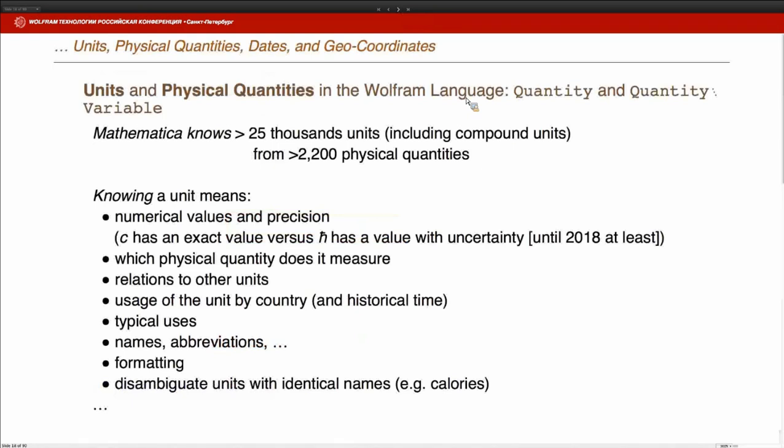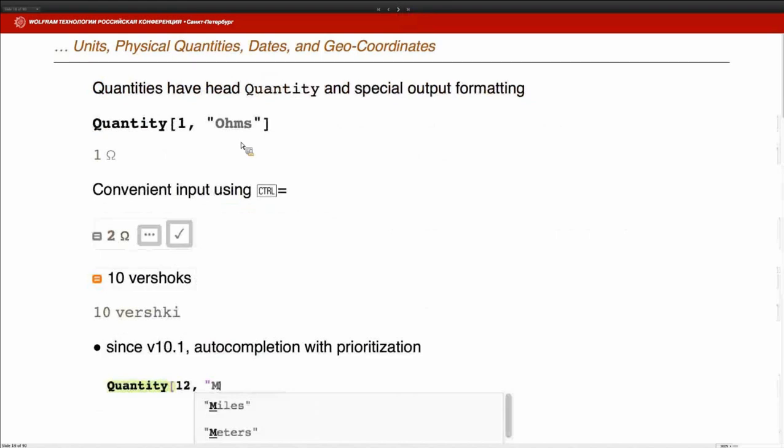There are also historic units that were used a couple hundred years ago. They are not 100% cleanly defined as an exact number. They are sometimes intervals, sometimes they are fuzzy, sometimes there are two possible values. Their usage changes by country and time. We need their names and abbreviations. We need to format them. Then there are many units that have the same name, like calories. There is a large variety of them.